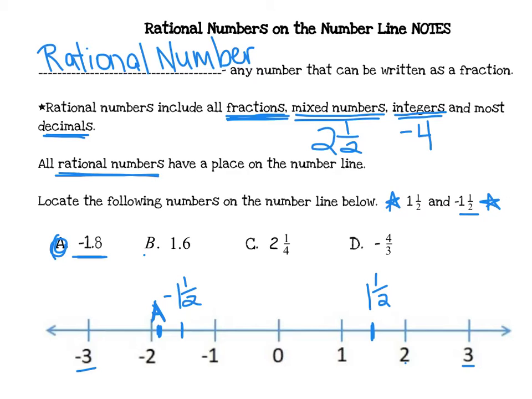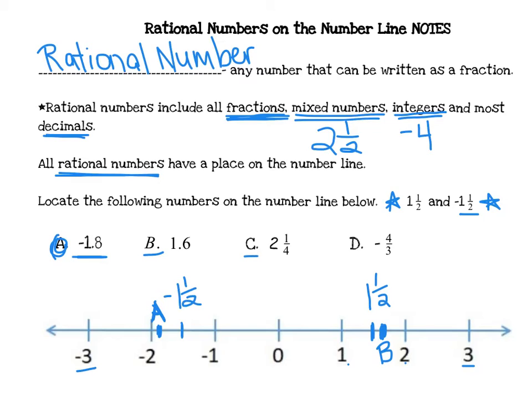Okay, point B is at 1.6, or 1 and 6/10. So that's going to fall between 1 and 2. 1 and 6/10 is just a little bit more than 1.5. So I'm going to make my mark here just a little ways past 1.5, a little to the right of that, and I'm going to label it point B.